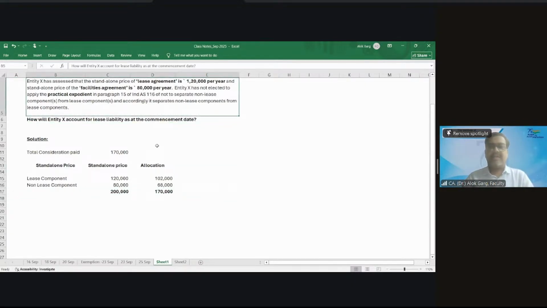Now, what is the ask of the question? How will entity X account for lease liability as at the commencement date? How can I calculate the lease liability? Present value of lease payments. Present value of lease payments: year, amount, present value factor, present value.